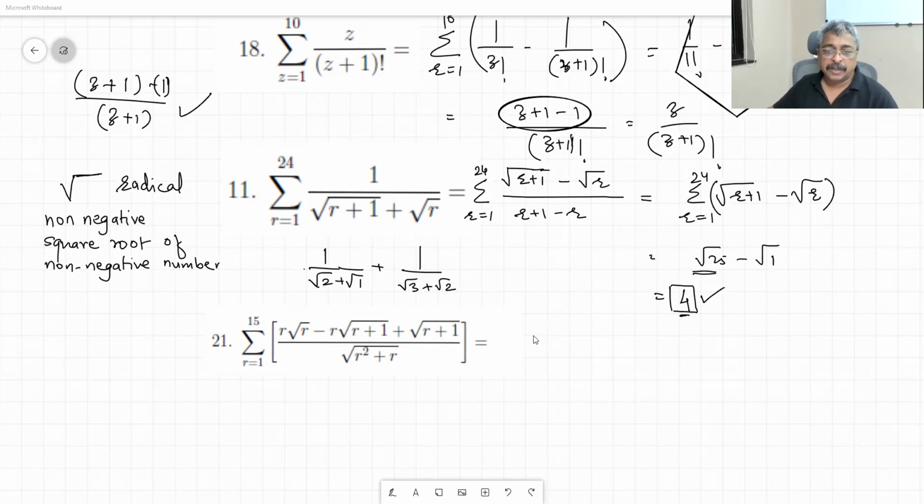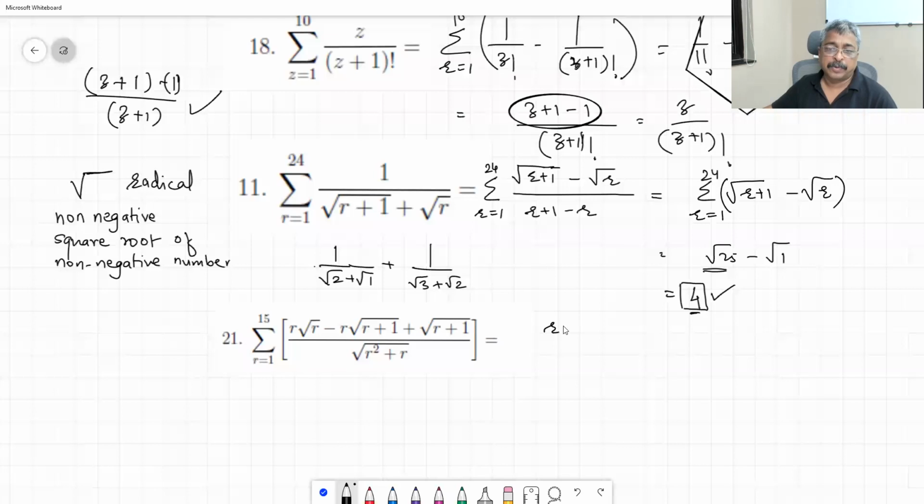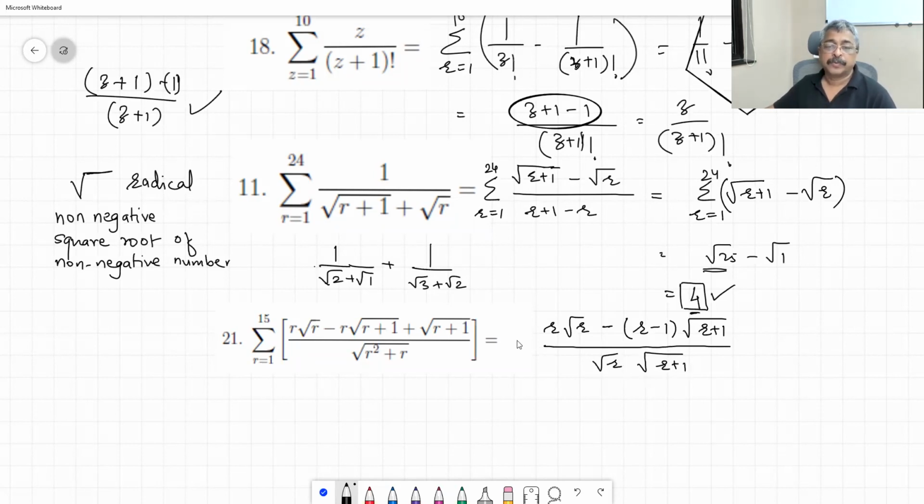It is r into radical r minus r minus 1 radical r plus 1, divided by radical r into radical r plus 1, sigma r goes from 1 to 50, which is equal to sigma r goes from 1 to 50 of r upon radical r plus 1 minus r minus 1 upon radical r.